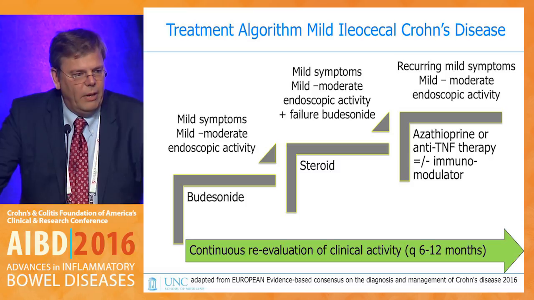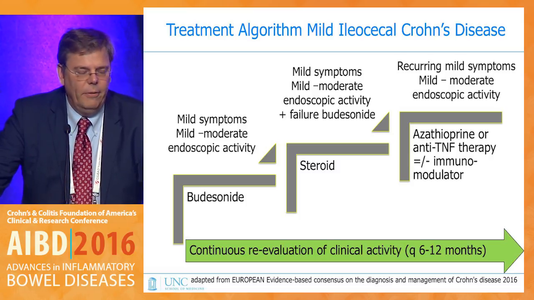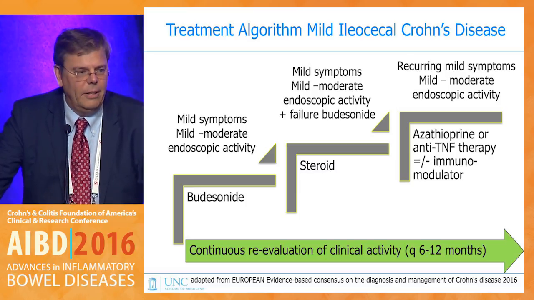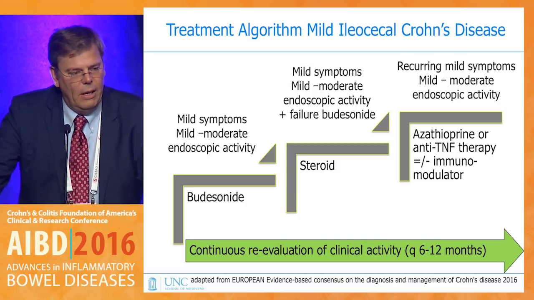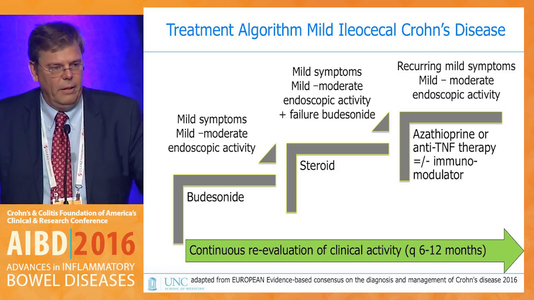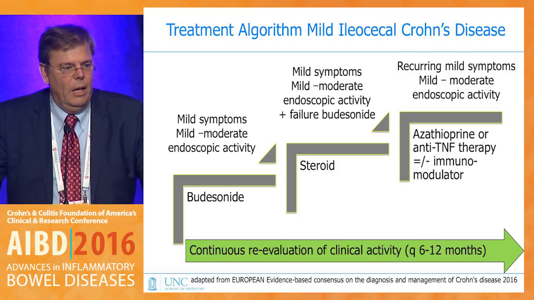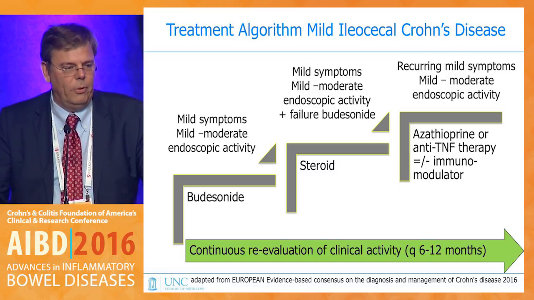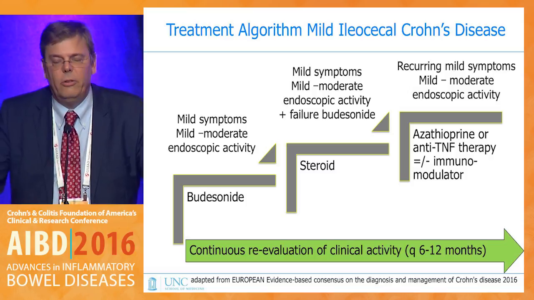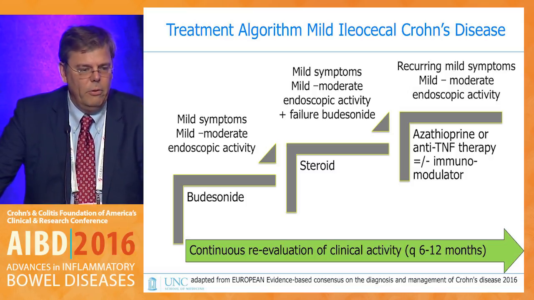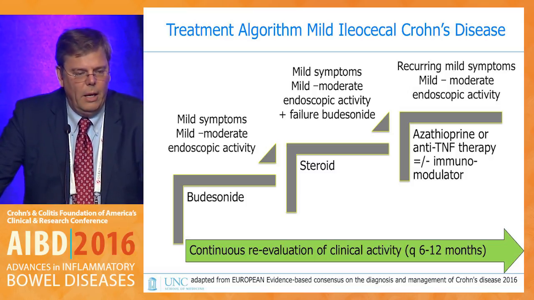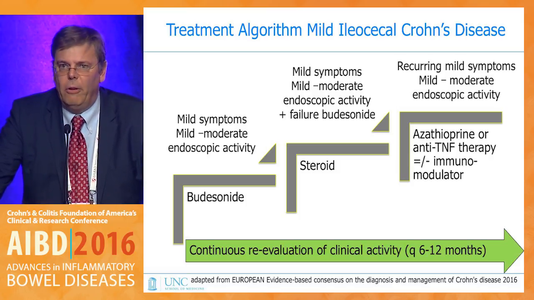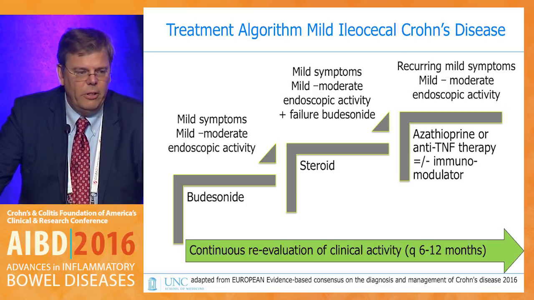If you have mild symptoms and mild to moderate endoscopic activity, and this combination assumes that you can't have severe activity and have only mild symptoms, then you start the patient normally on budesonide in ileocecal Crohn's disease. If you have mild symptoms and you fail budesonide, then you should step up to the steroid taper. Again, then there's no recommendation, and this is based on the newest Crohn's disease guidelines from the ECCO, for continuation of any type of therapy. You just do a steroid taper.